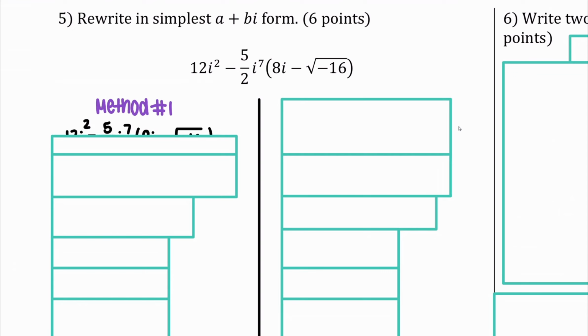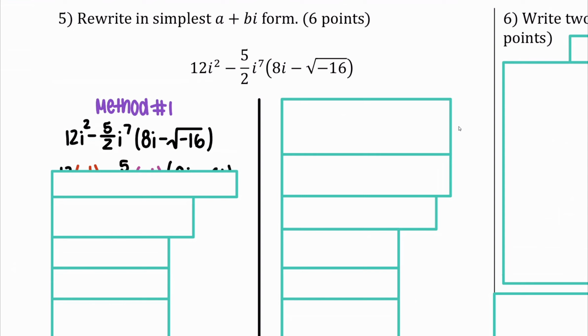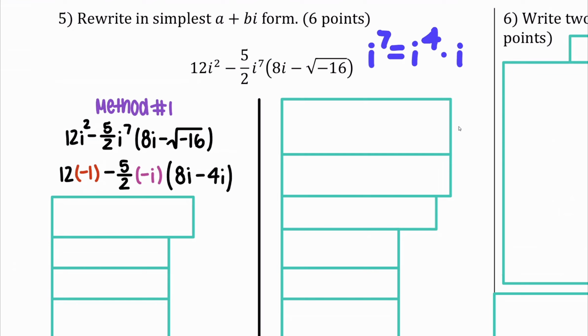What we can do is replace everything that we know is true. So again, we know that i squared is equal to negative 1. And now i to the 7th, we can rewrite as i to the power of 4 times i to the power of 3. i to the power of 4 is positive 1, while i to the power of 3 is negative i. Hence why I substituted i to the 7th with negative i.